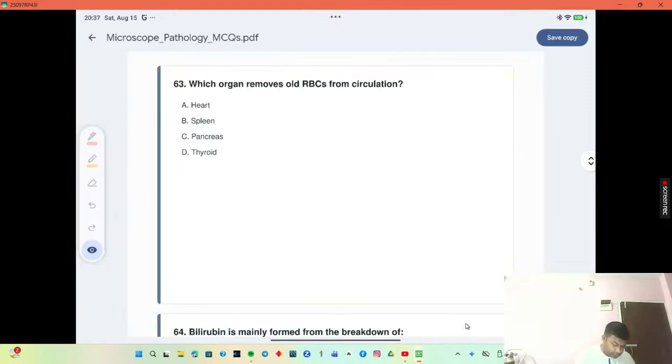So here the next question is, which organ removes old red blood cells from circulation? Can you please help me with this question? Which organ helps us to remove old blood cells from circulation? Please try to answer this question.